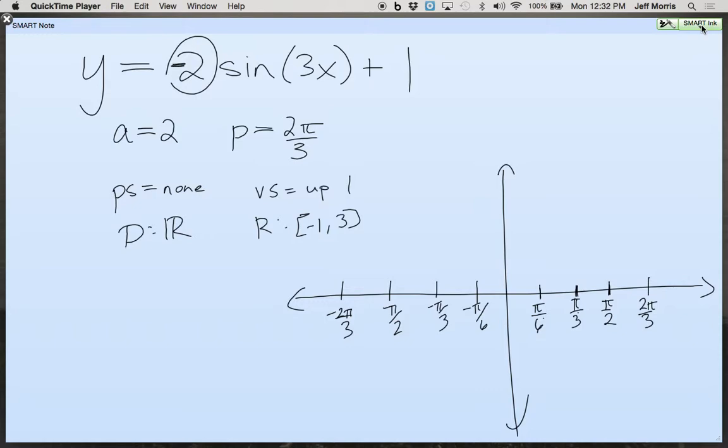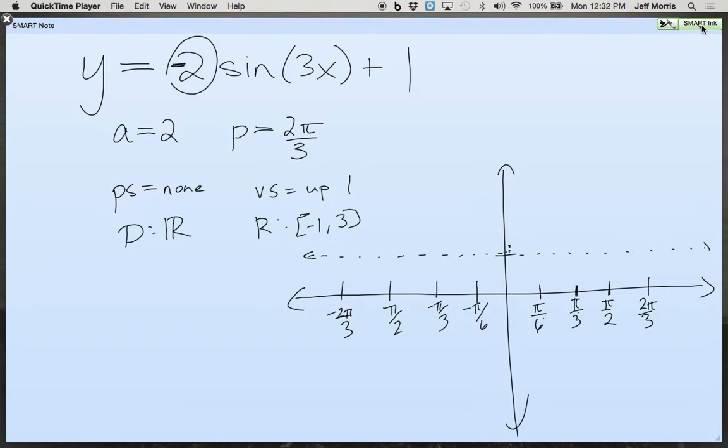Does it shift up or down? I'll put a dashed line up one, because when you shift up or down, you're moving the middle. So the new middle is not at the x-axis anymore, it's at 1. I love doing that because it helps me remember the middle's there.